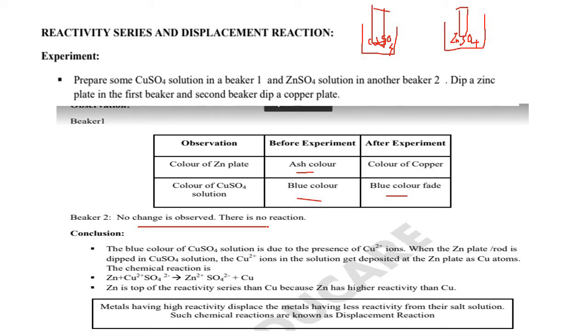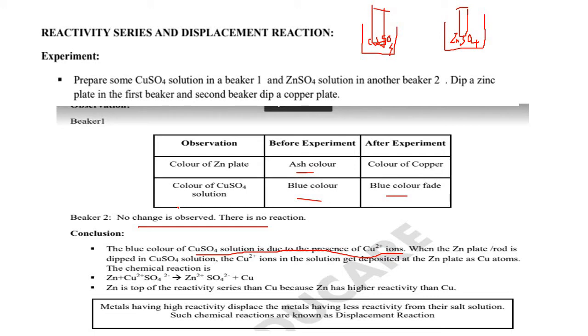Okay, from this, what you can conclude is, listen children, the blue color of copper sulfate solution is due to the presence of Cu2+ ions. When the zinc plate or zinc rod is dipped in that solution, the Cu2+ ions in the solution get deposited at the zinc plate.